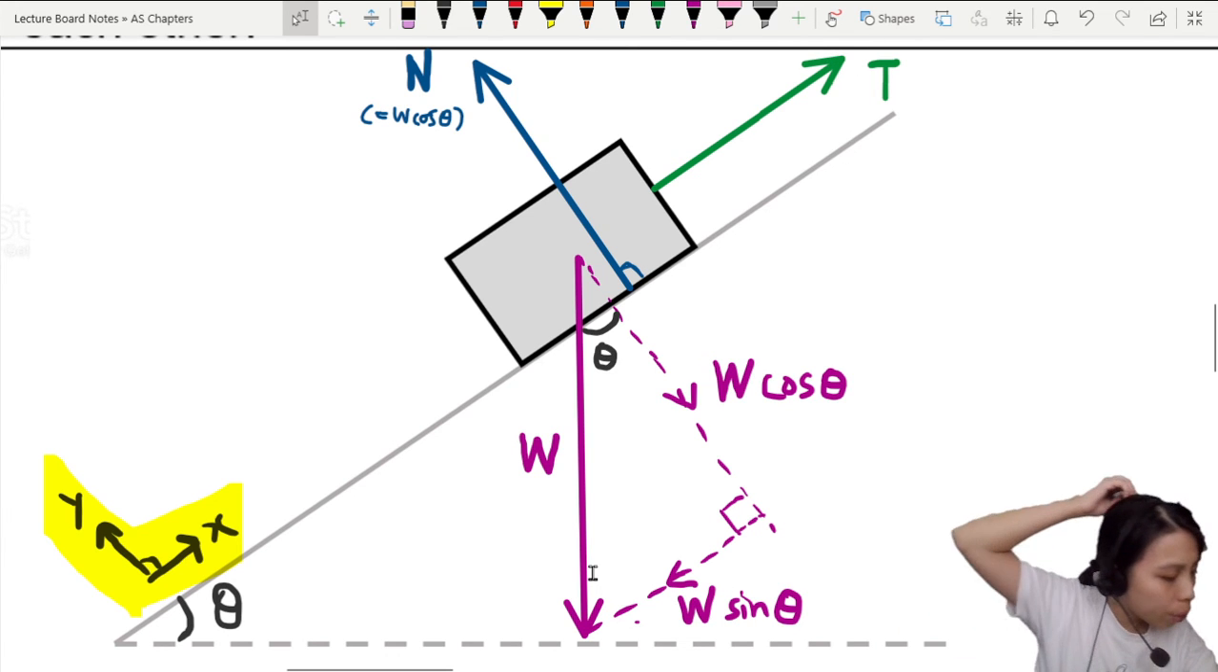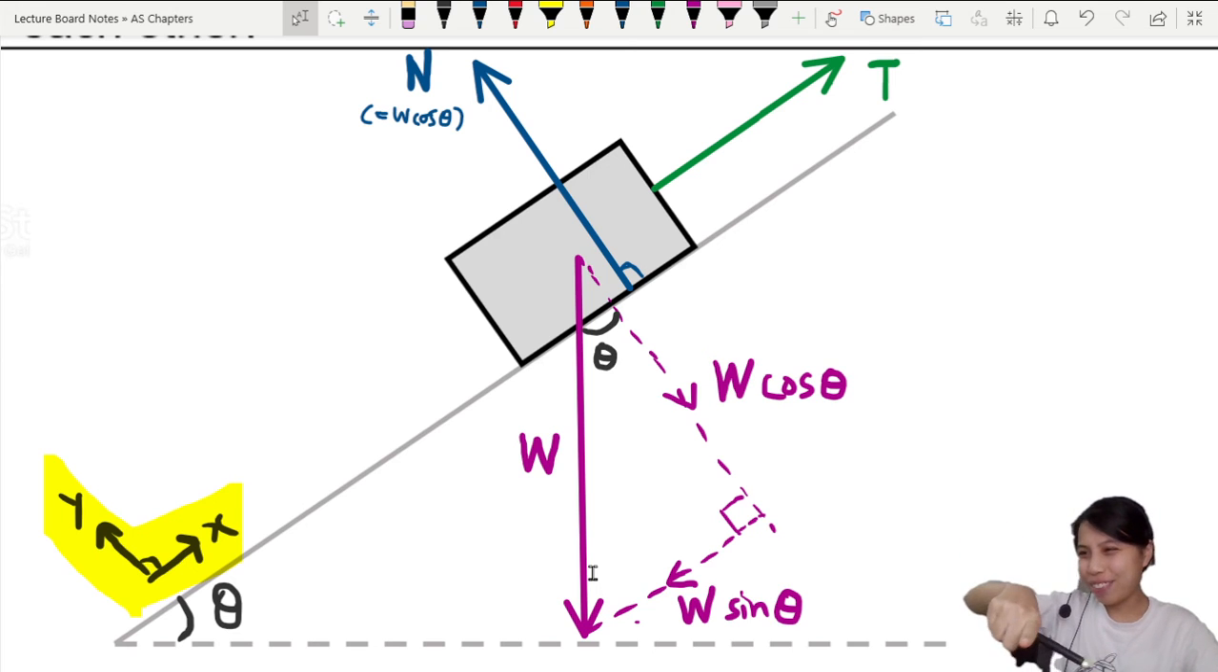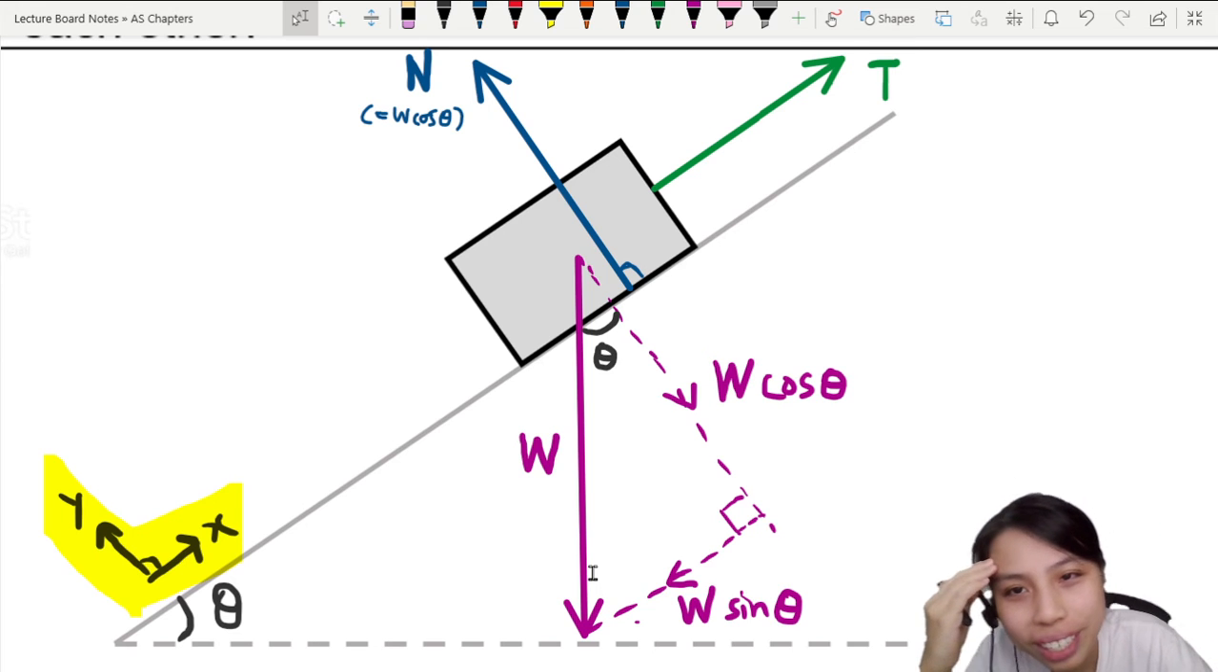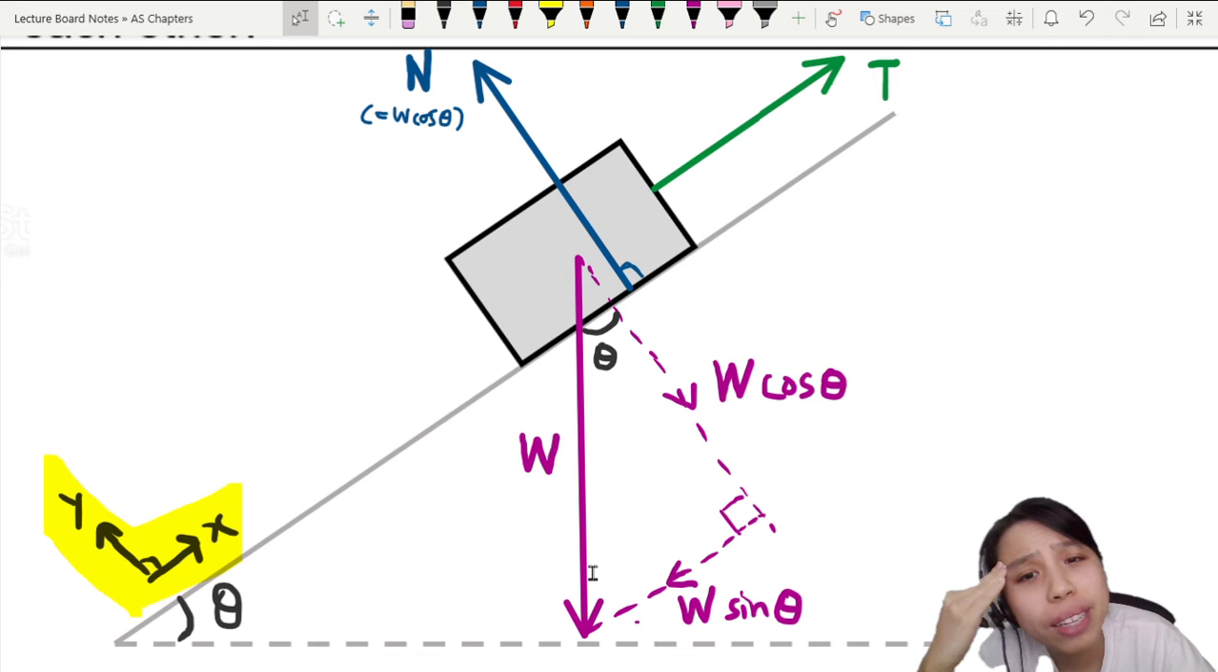Great. What are we missing? The final one, friction force. Which direction should we point? Great question. It really depends.